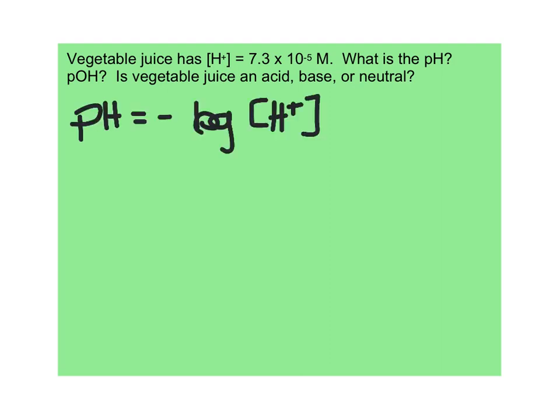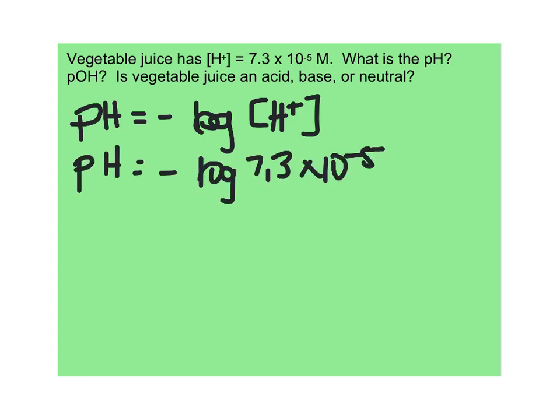pH is the negative log of the hydrogen ion concentration. So in your calculator, you're going to type in negative and then hit the log key, 7.3 times 10 to the negative fifth. You should get a pH of 4.1. There is a sig fig rule for logarithms, but we're not going to do that. No units on pH. With a pH of 4.1, that means vegetable juice is in the acid range.